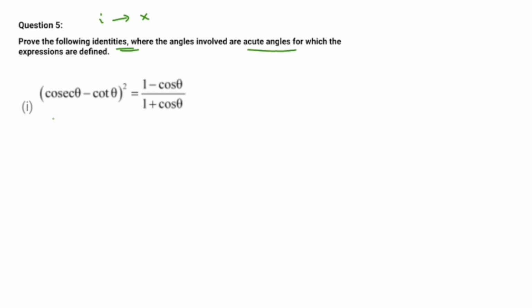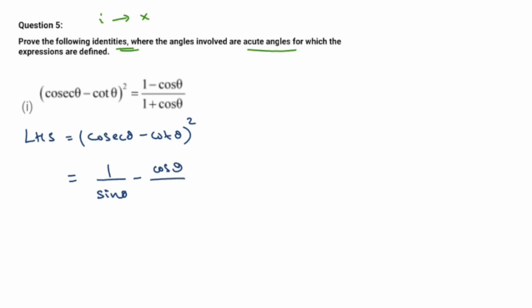So here the first problem is (cosecant theta minus cot theta) whole square equal to (1 minus cos theta) divided by (1 plus cos theta). Consider the LHS. Cosecant theta minus cot theta whole square. Cosecant theta is 1 divided by sin theta, minus cot theta is cos theta divided by sin theta, square as it is. This equals, LCM is sin theta, so this is 1 minus cos theta.